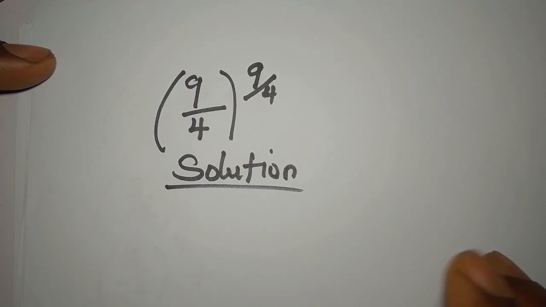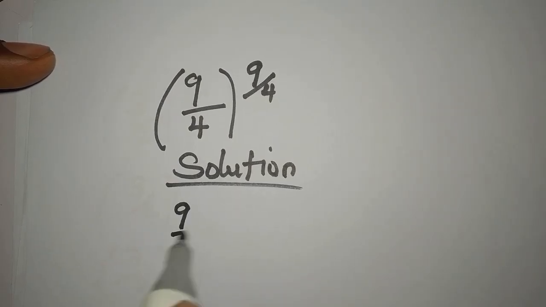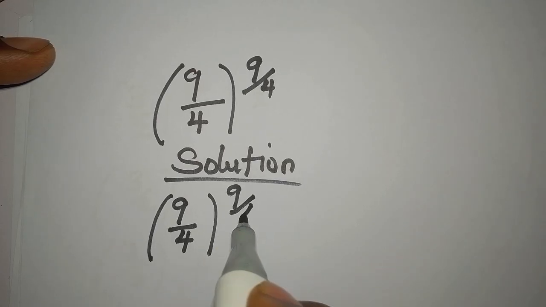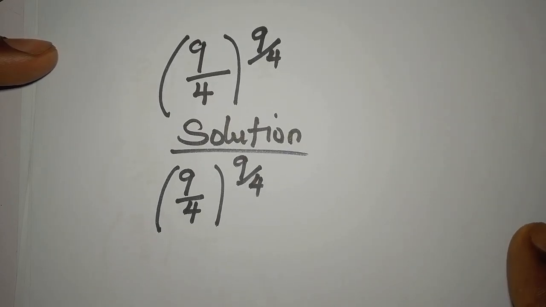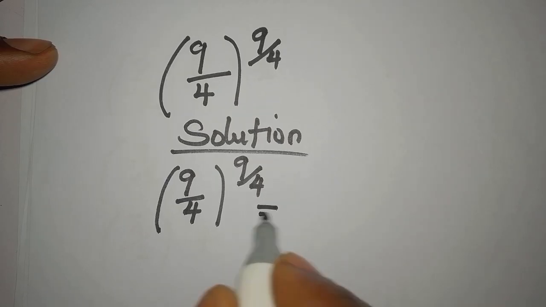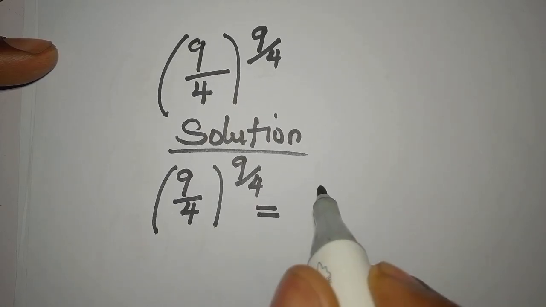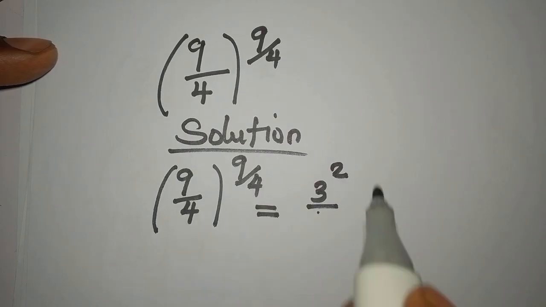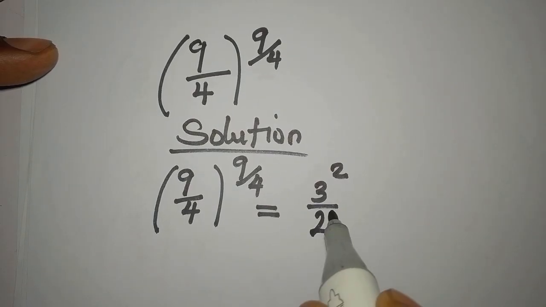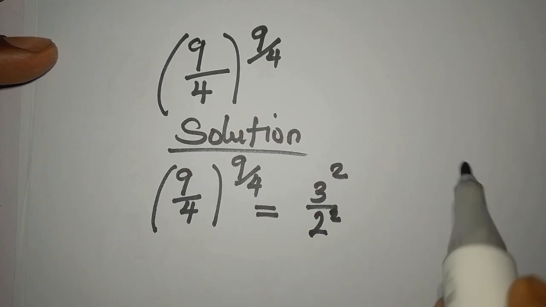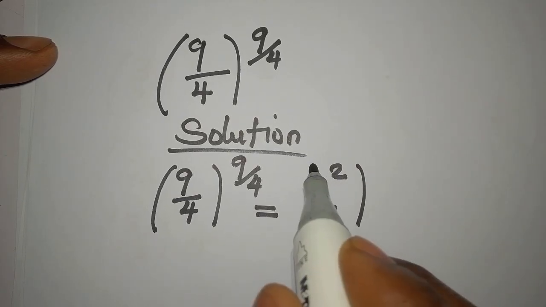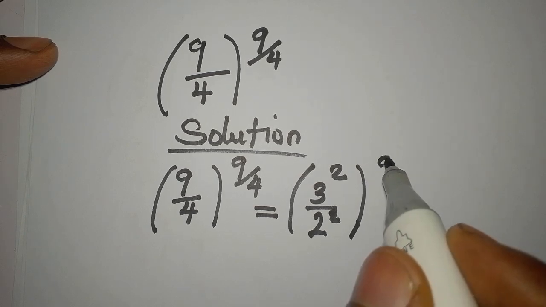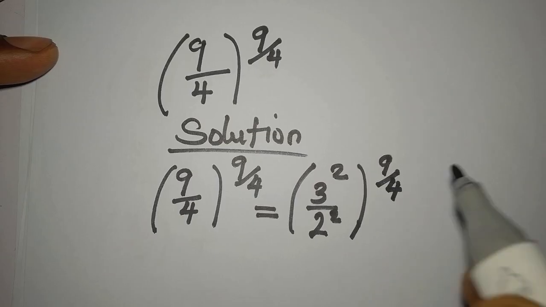Let's simplify this problem right away. We have (9/4) to the power of 9/4. Okay, so you have to sit back and learn. From here, this is the same thing as (3²/2²), because 9 is 3 squared and 4 is 2 squared, right? Now, everything here is raised to the power of 9/4.